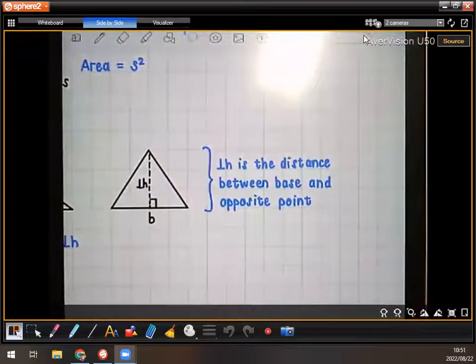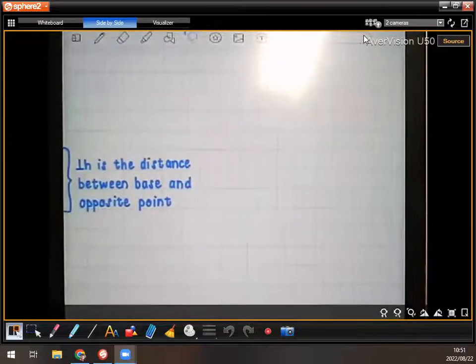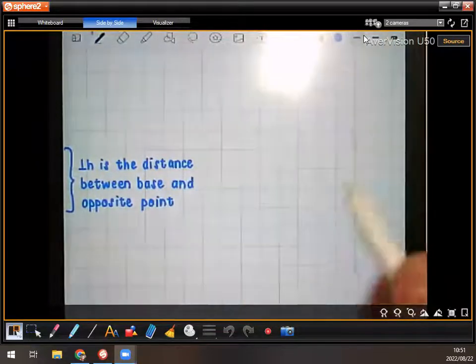All right. Now, if we're drawing an obtuse angle triangle, guys, just put your phone on silent, please.